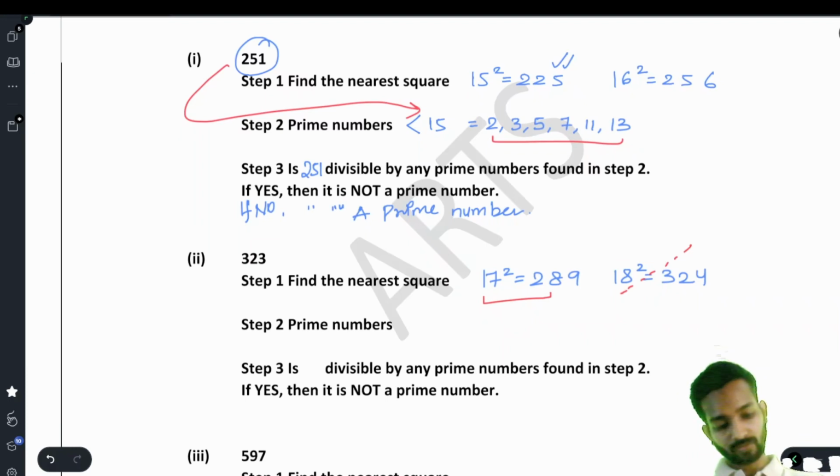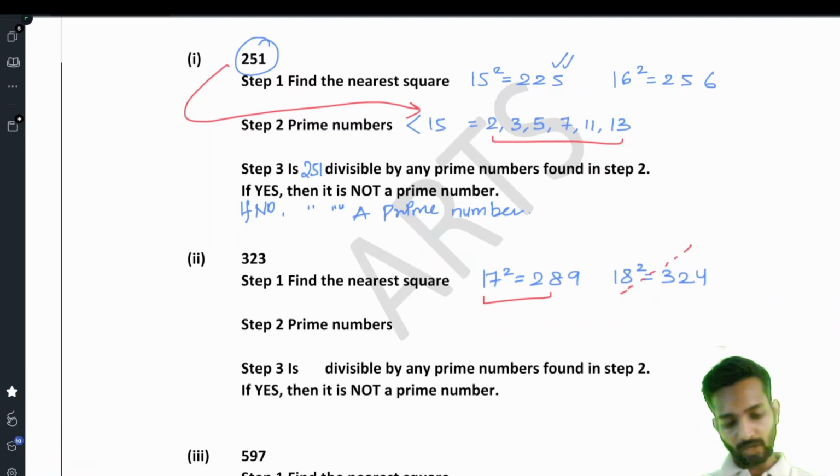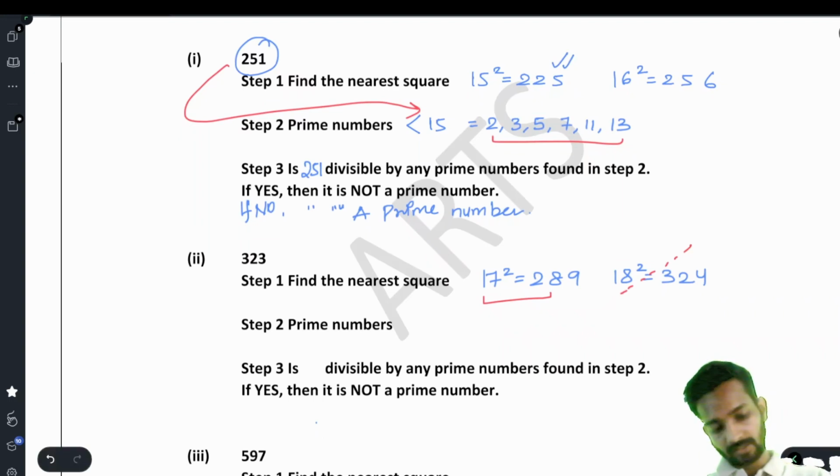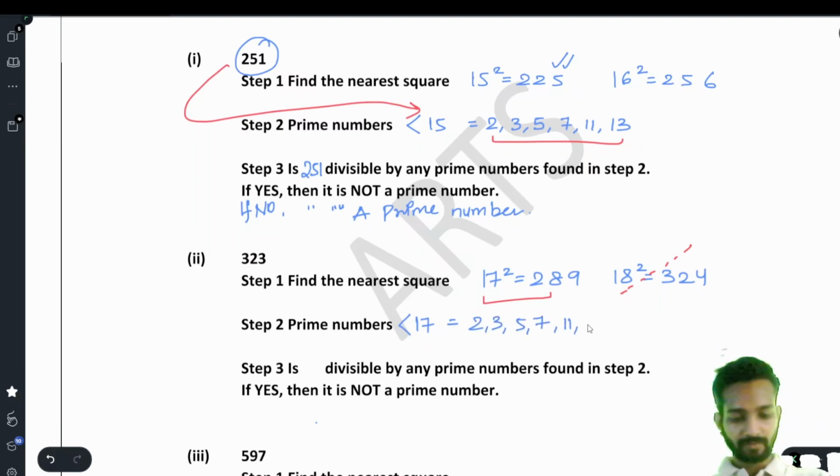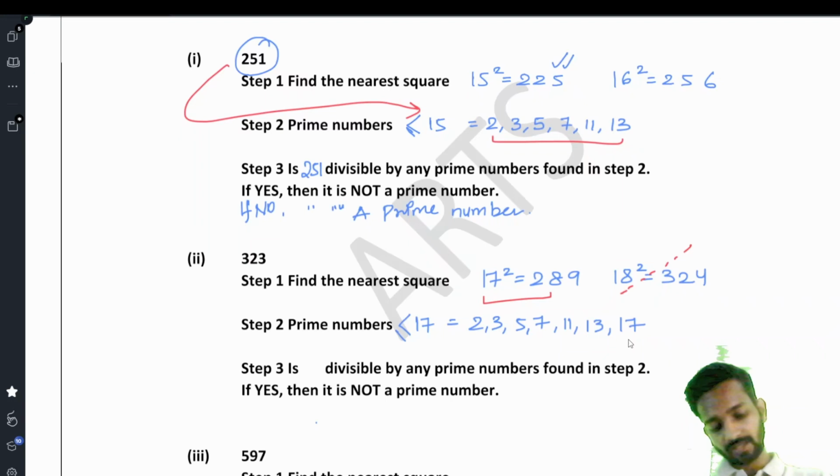Now what will we do? We will write the prime numbers which are less than 17. What are those? 2, 3, 5, 7, 11, 13, then 17. Less than 17 or equal to 17? Now we have to check, is our number 323 divisible by any prime number which is found in step 2? If yes, then it is not a prime number.